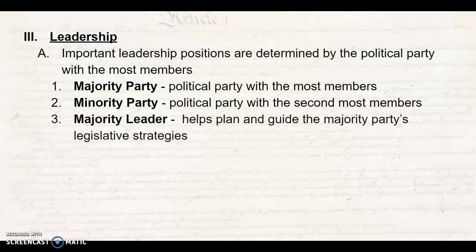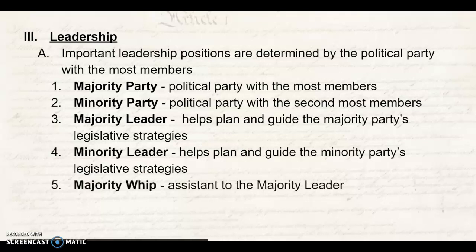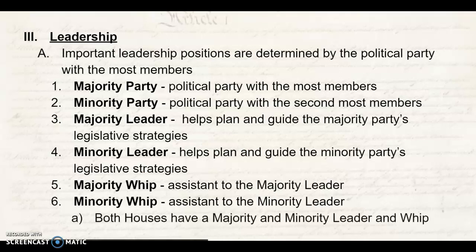The majority leader helps plan and guide the majority party's legislative strategies, and the minority leader helps plan and guide the minority party's legislative strategies. And this can change, as you know, every 2 years in the House or the Senate, because even though senators have a 6-year term, their terms come up at different times. The majority whip is the assistant to the majority leader. The minority whip is the assistant to the minority leader. Both houses have a majority and a minority leader and whip.